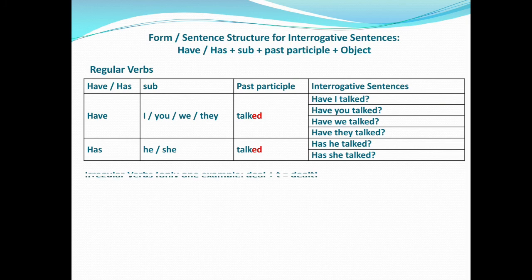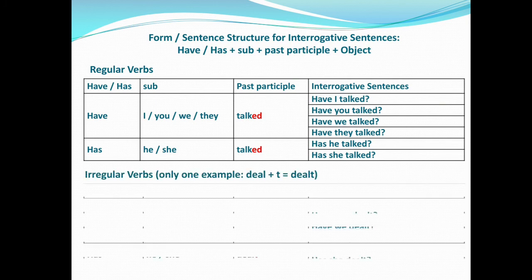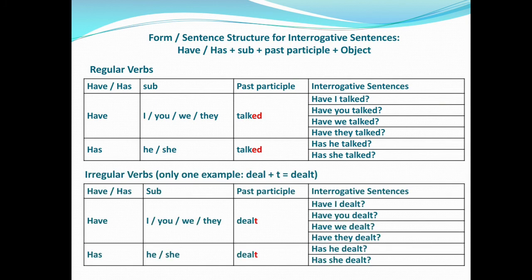Let us look at the irregular verb. Irregular verb dealt. So, have I dealt, have you dealt. You can see have and has in the beginning. Okay. Then you have your subject, your past participle irregular verb, and then you get the sentence. So, you can see also that I have added a question mark at the end of each sentence, okay, to make it look like a question. So, have I dealt, have you dealt, have we dealt? Have they dealt? Has he dealt? Has she dealt? I hope this is very clear to you students and there are no confusions.